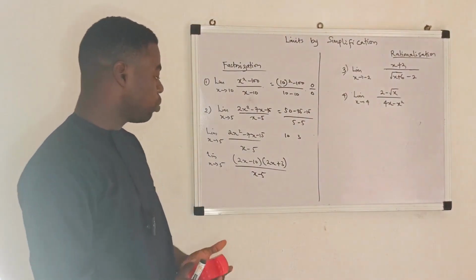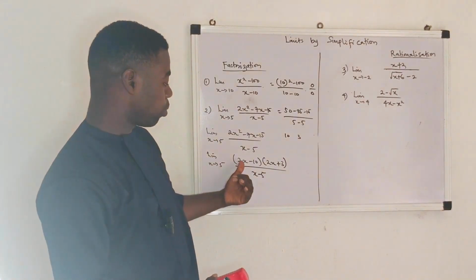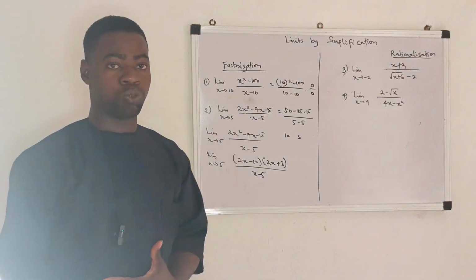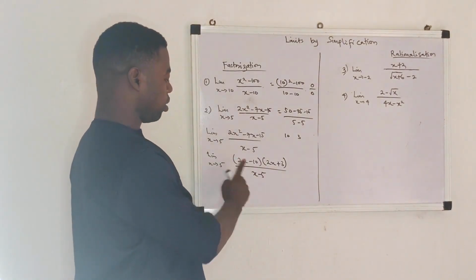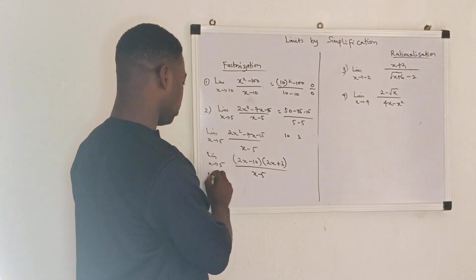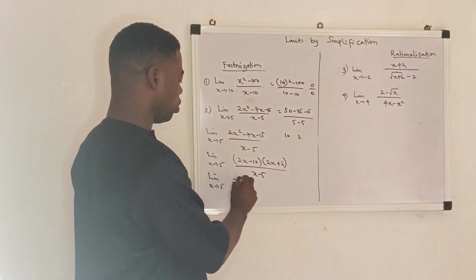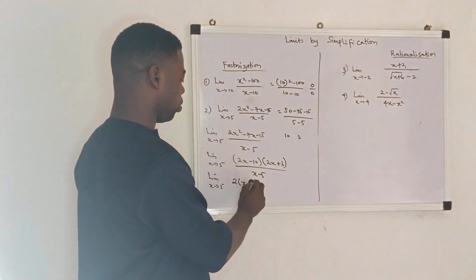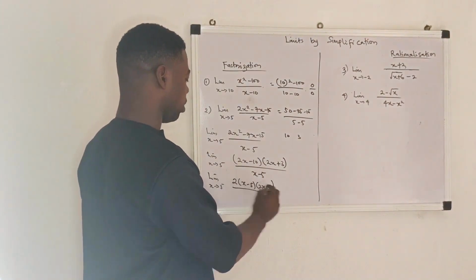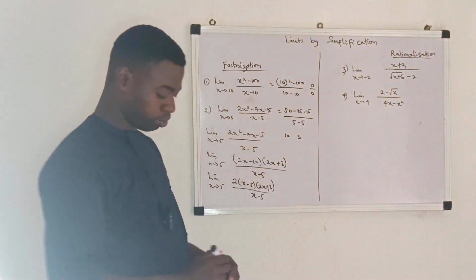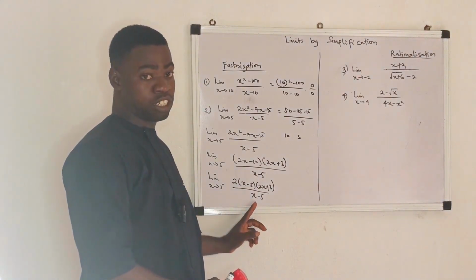Yes, you are probably wondering, this does not look like anything that can cancel out. But can you see that from here, you can factorize, you can bring out 2 from there. Yes, so we now have, if we bring out 2 from here, the limit as x approaches 5 of 2 into x minus 5, 2x plus 3 divided by x minus 5. Of course, at this point, x minus 5 and x minus 5 can cancel out.